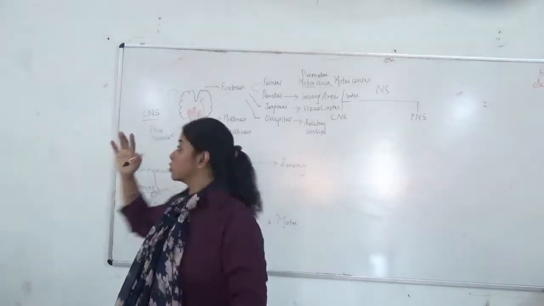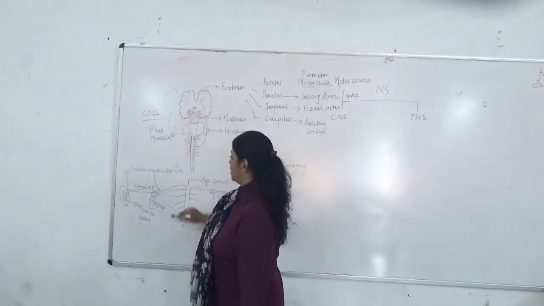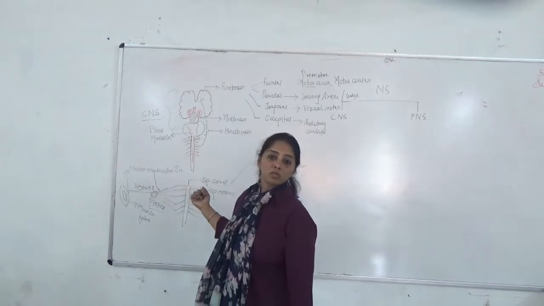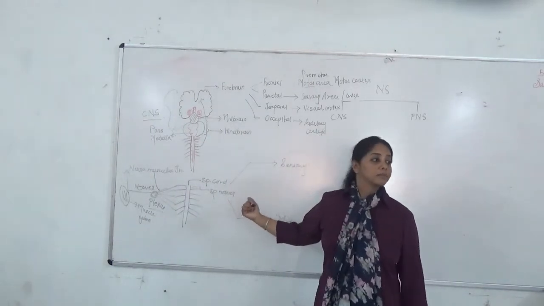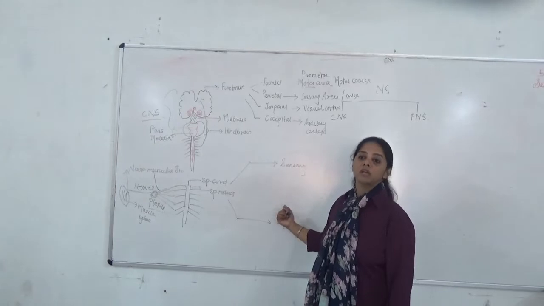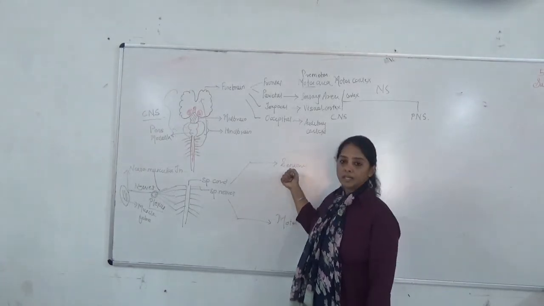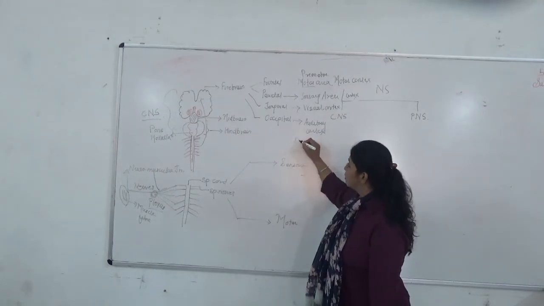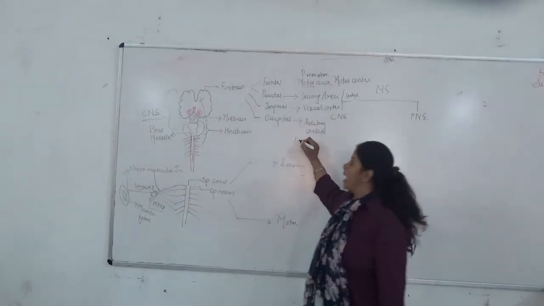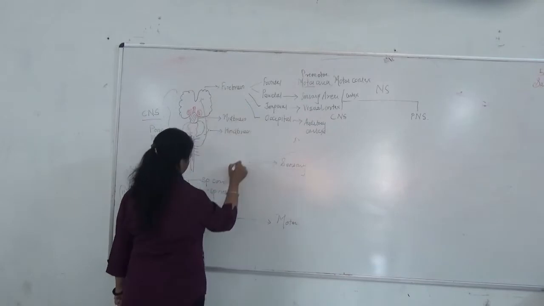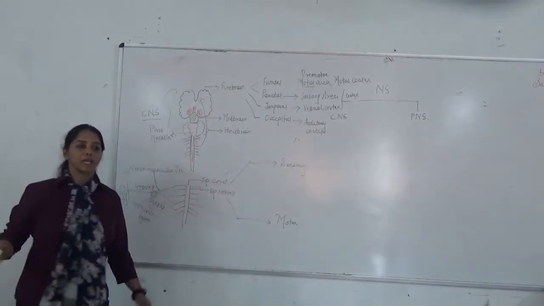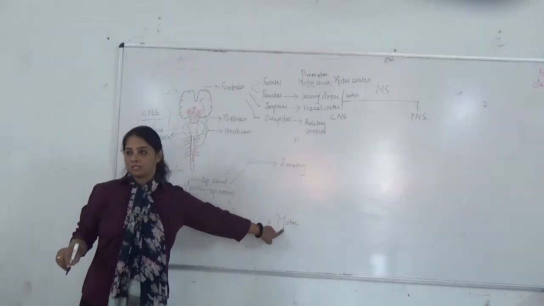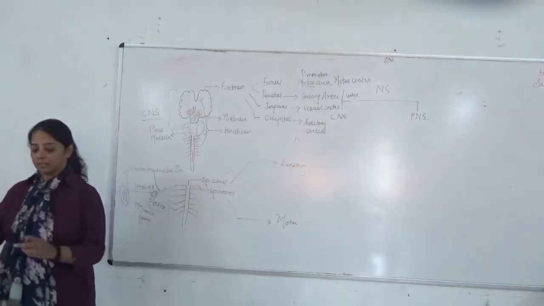So CNS is only limited here, but bringing the information and sending the information back, who is doing that thing? It is the peripheral nervous system, which involves the sensory and the motor nerves. So sensory is bringing in the information to the brain, and from the brain again that information is sent back for execution of the action via the motor pathways. Okay, so this is clear. Okay.